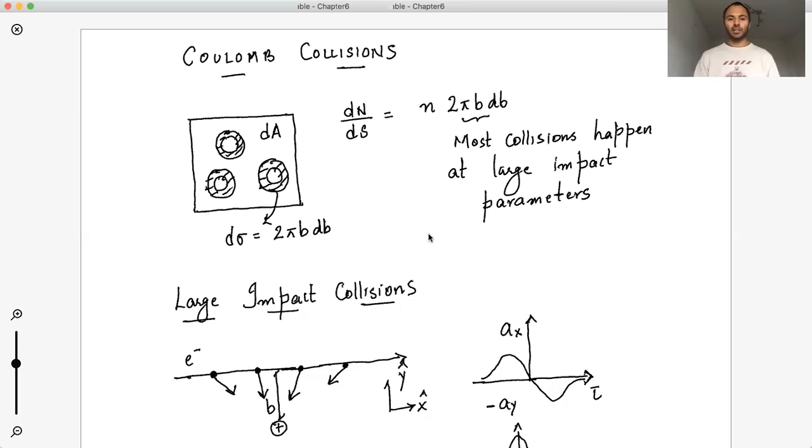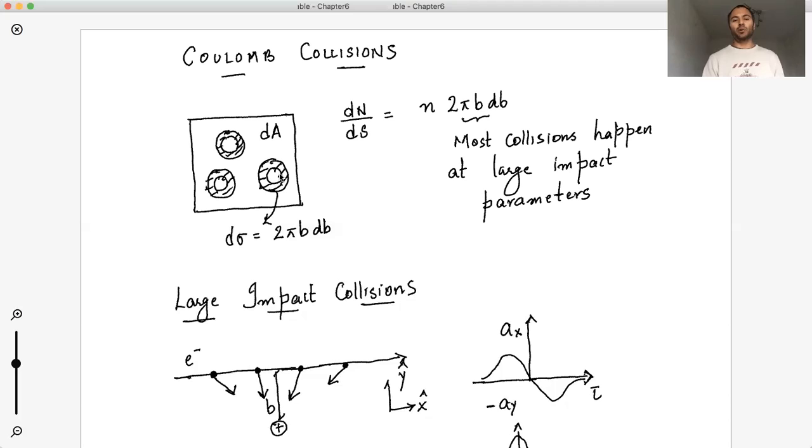So the first approximation we'll make is what is called a large impact collision approximation. And the idea here is we are going to approximate that most of the relevant Coulomb collisions for the emission happen at very large impact parameters. So it's not that the electron is getting very close to the proton. It's going about its trajectory and gets a small tug on its trajectory because of the Coulomb potential of the proton.